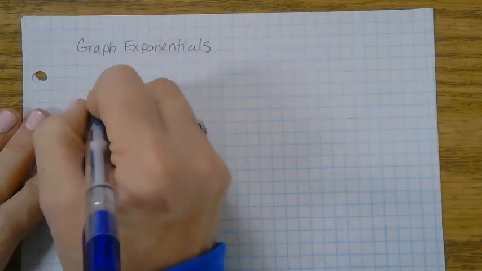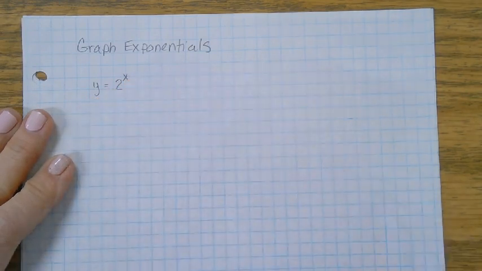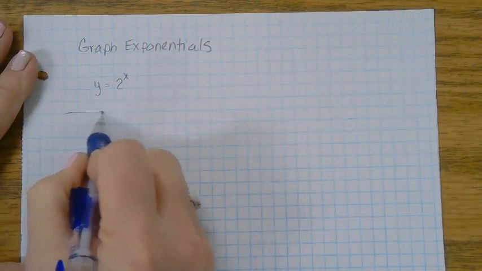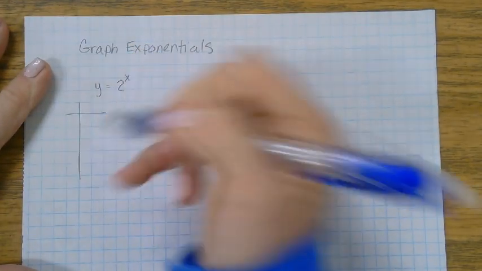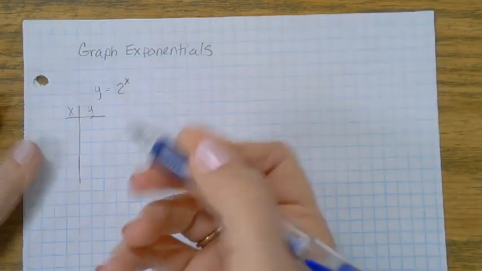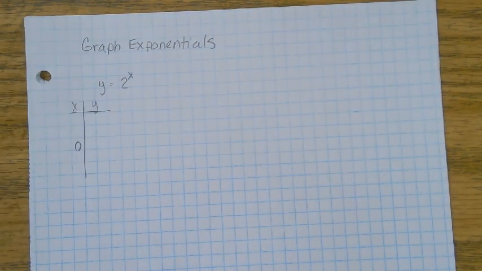Okay, so if we're asked to graph something like this, 2 to the x power, that's an exponential, right? Really what we can do is kind of just fall back on a table. So what we're going to do is do x, y. I'm going to start here, kind of in the middle, and put a 0. So that means if I plug in 0 for x, what do I get for y?